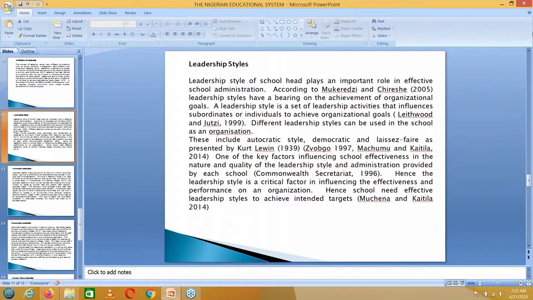We have the autocratic style, the democratic style, and the laissez-faire style of leadership within the school. One of the key factors influencing school effectiveness is the nature and quality of the leadership style provided by the school. Hence, the leadership style is a critical factor. It's very, very important. You should look at the environment and the type of people you are dealing with before you choose a leadership style. So the school needs an effective leadership style to achieve its target, to achieve its goal.